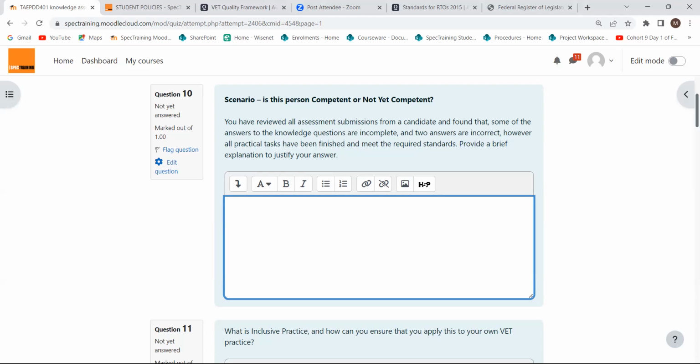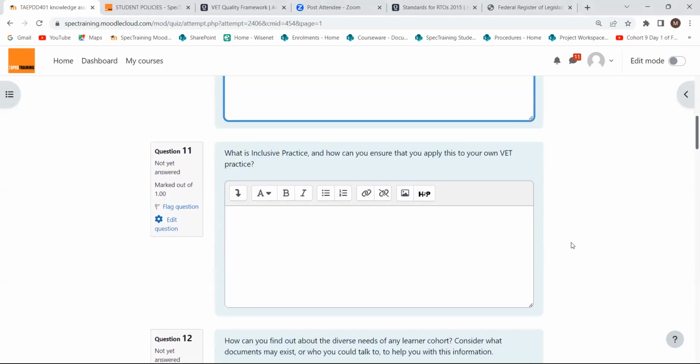Okay. So on that note, basically that addresses question 10 there. The student is not yet competent. Okay. So coming down, we got question 11. What is inclusive practice and how can you ensure that you apply this to your own VET practice?